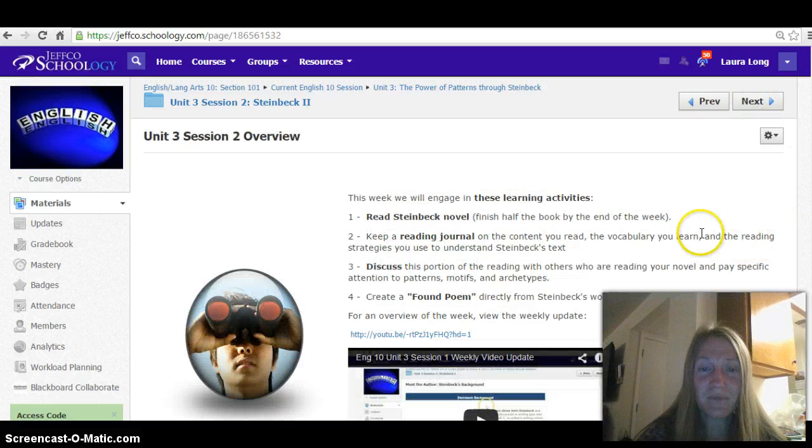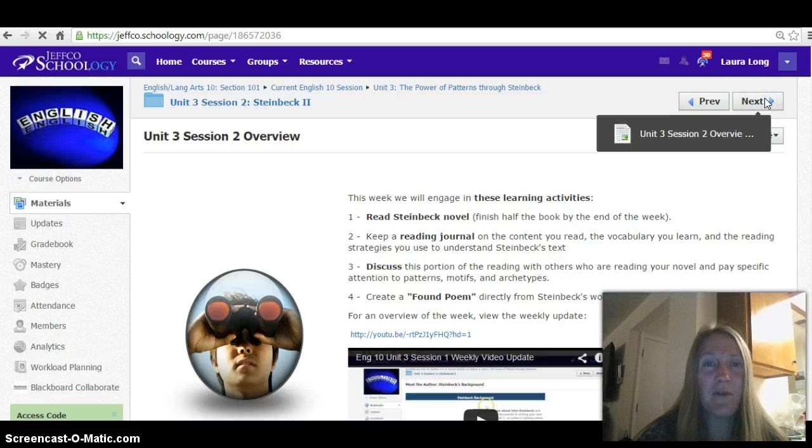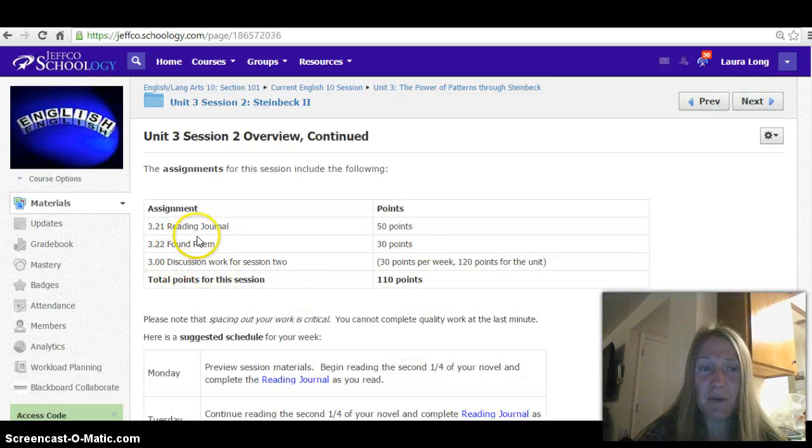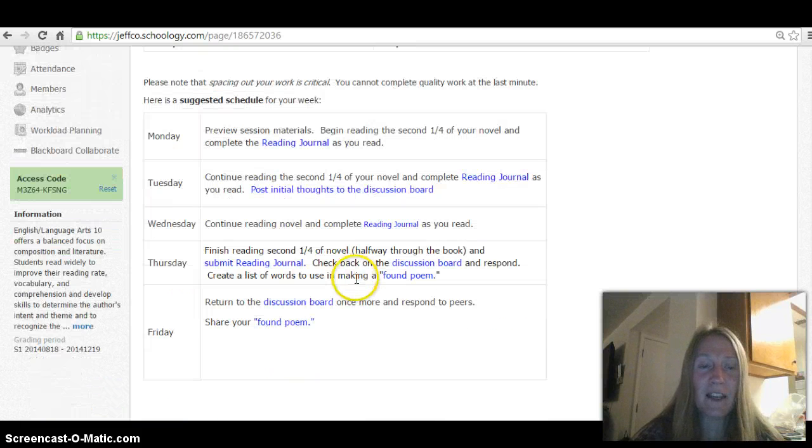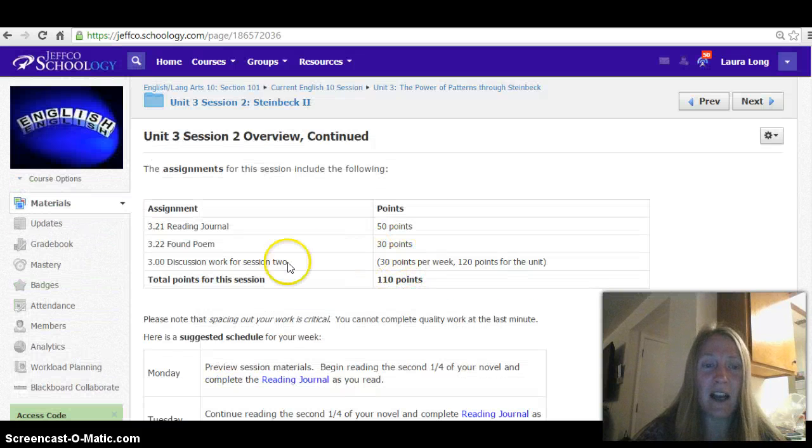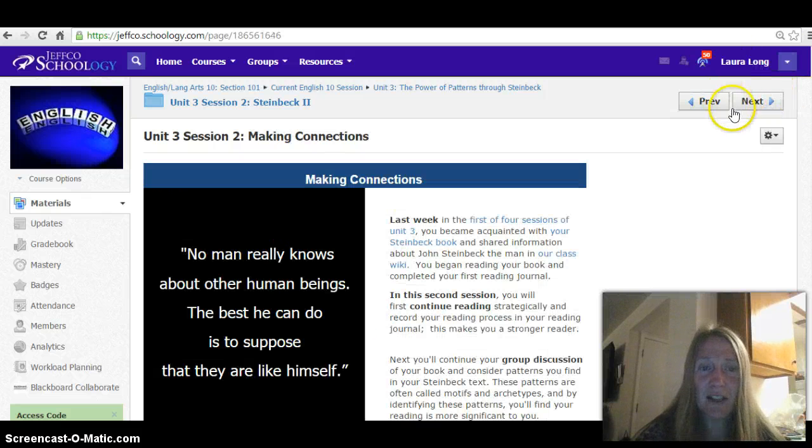So that is our goal for the unit, but for our week as well. In this week, we'll be doing certain learning activities very similar to what you've done last week. It's pretty straightforward: a reading journal, a found poem, which I'll explain in a moment, and we'll continue the discussion that you started last week. And as usual, here's a suggested schedule to space that work out. So your first task is going to be to continue reading your book.